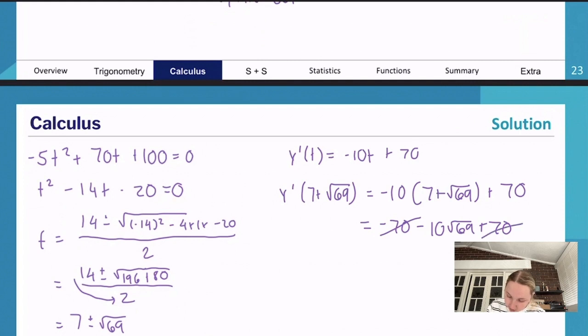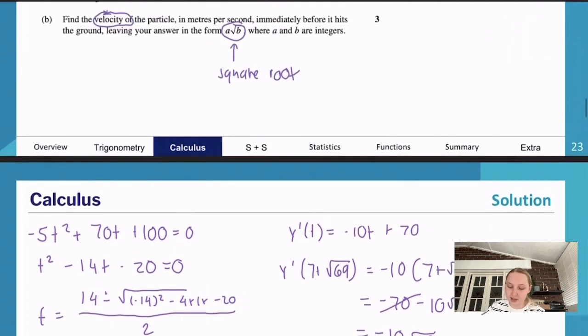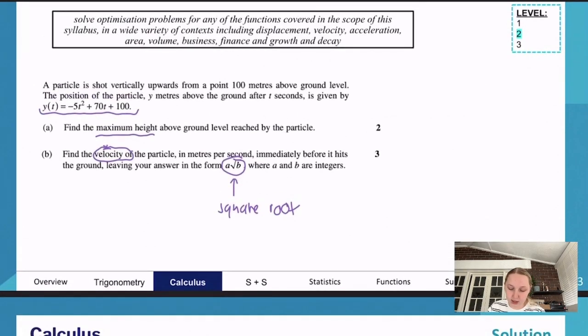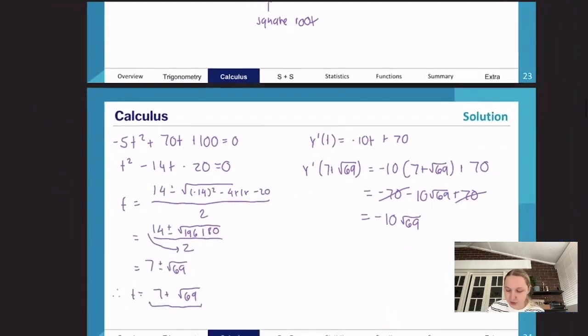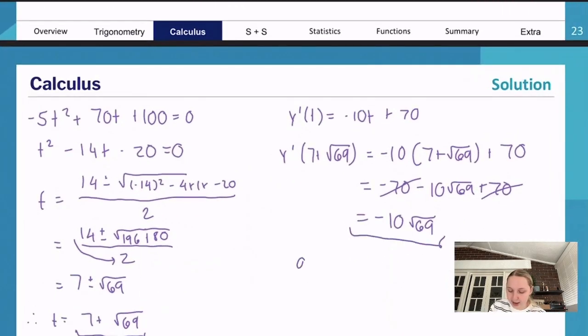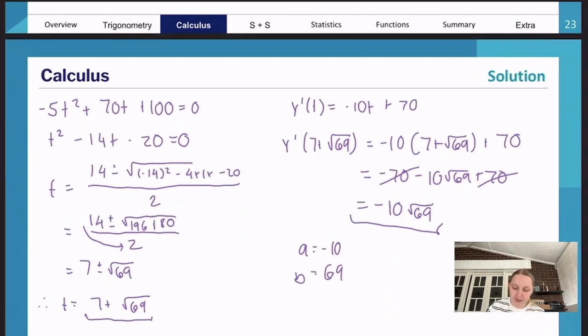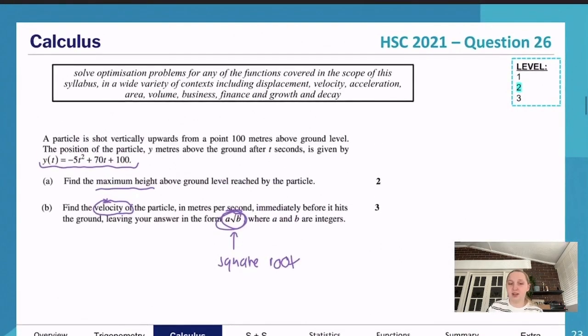So we can cancel those out, and we're going to end up with negative 10 times the square root of 69. Okay, and they've told us that they want our solution in this format. We can look at our solution. We're in that format where a is equal to negative 10 and b is equal to 69. Alrighty, so that's that. And that's like a super common calculus question. So they're not too difficult if you know what you're looking for. So you do want to get super familiar with those sorts of questions.